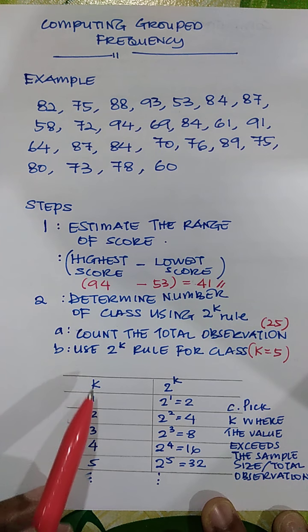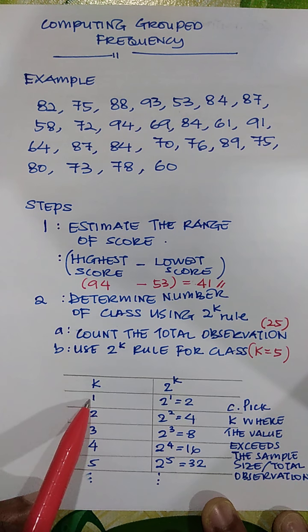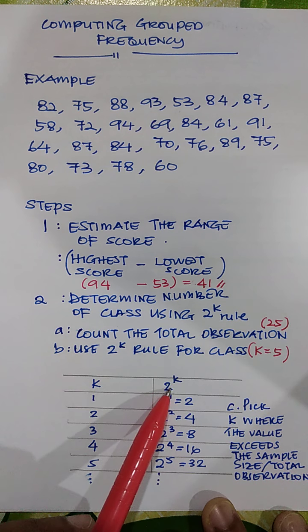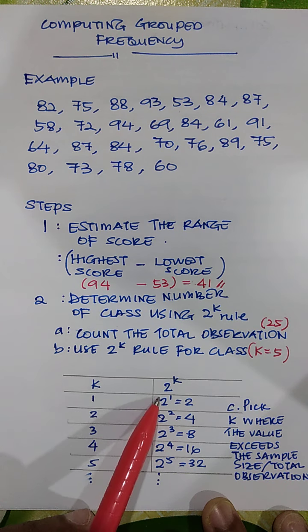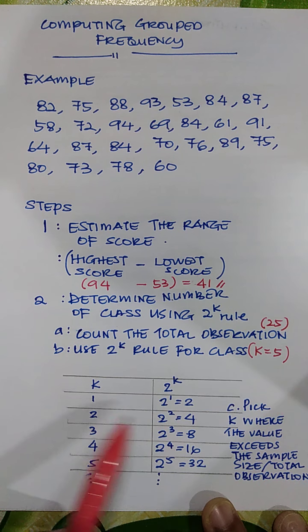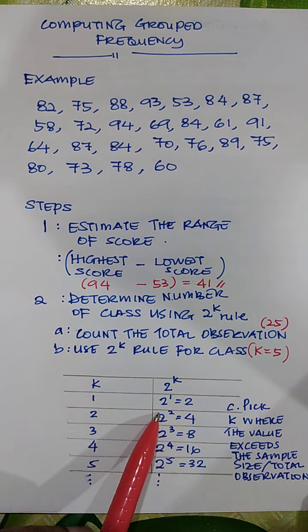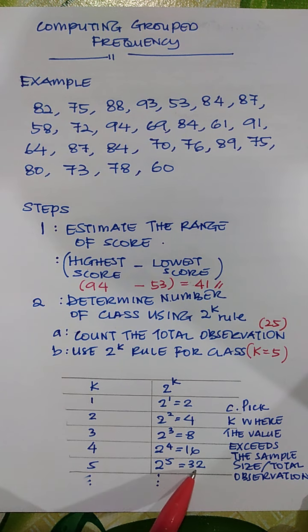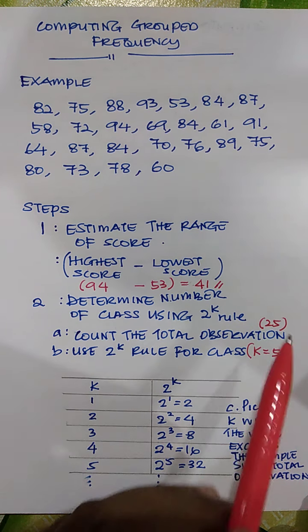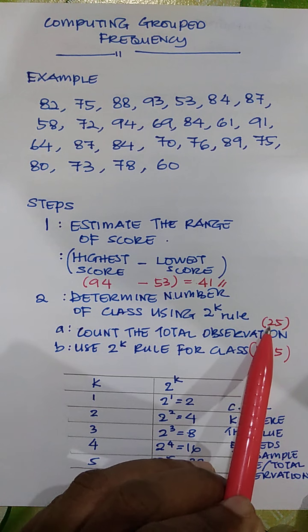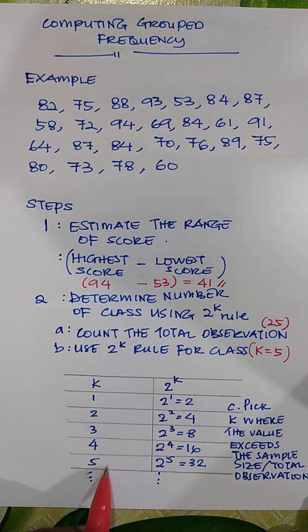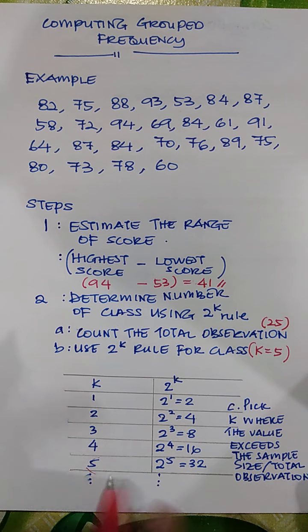k is a number that can go from 1 up to any value. So we find 2 to the power of k. If k is 1, 2 to the power of k is 2. If k is 2, 2 to the power of 2 is 4. When you calculate, 2 to the power of 5 is 32, and this 32 exceeds the total observations of 25. So we take k equals 5, meaning that we can group the values into 5 potential categories.